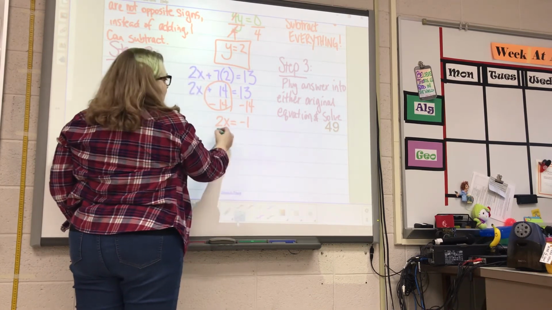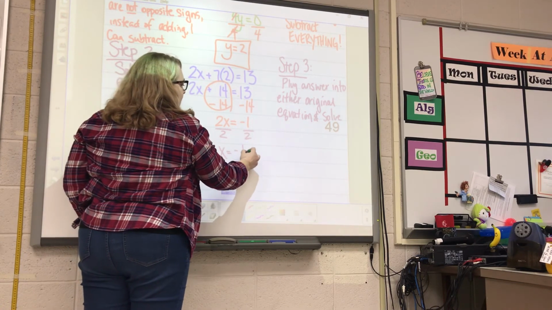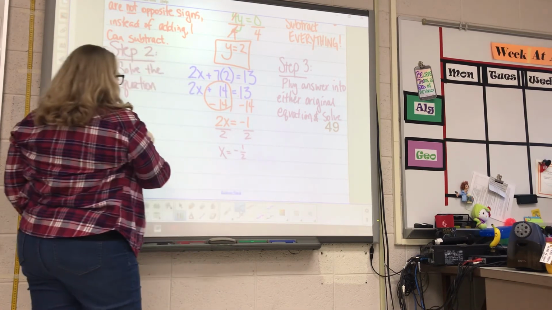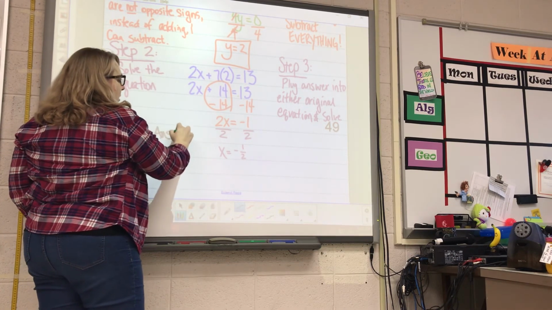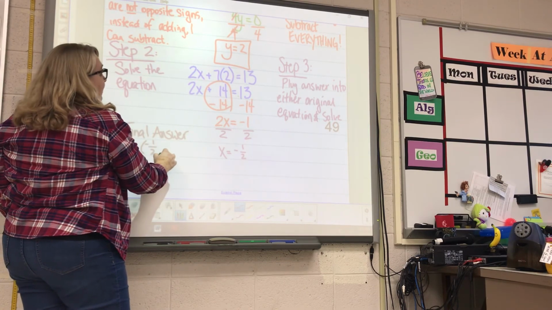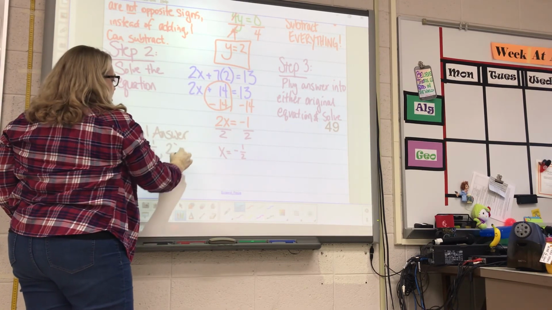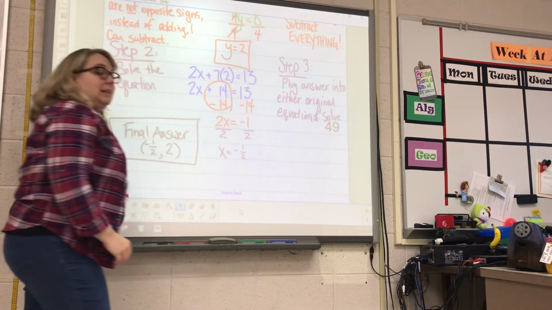And then my final step will be to divide by 2. And I get x equals negative 1/2. So my final answer is the ordered pair. X comes first, so negative 1/2, and y is 2. And that is how you solve a system using the elimination method.